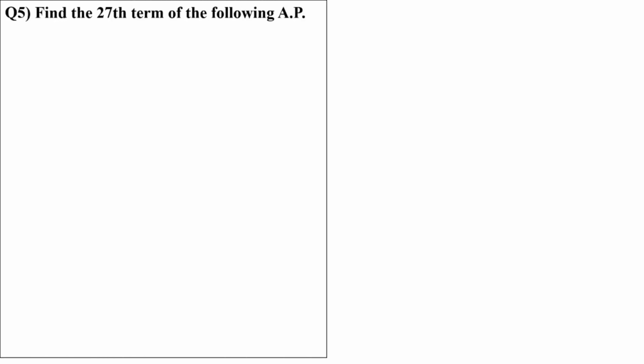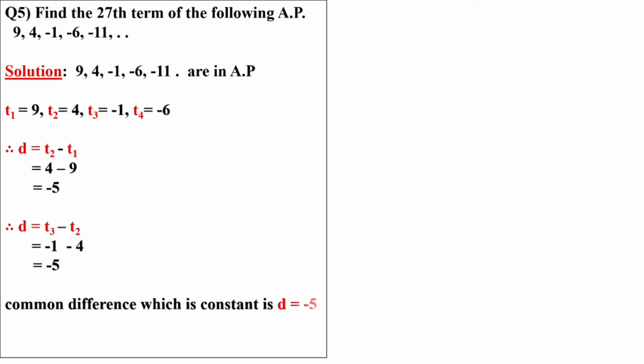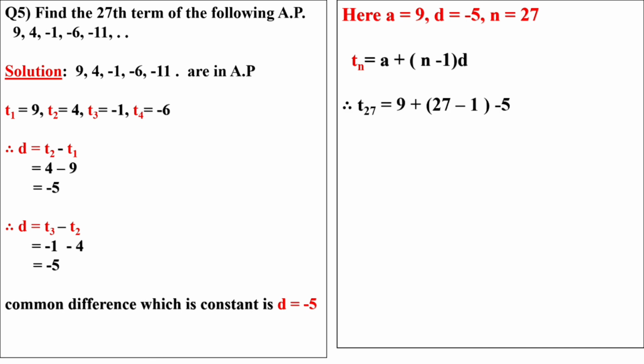Find the 27th term of the following AP. In the same way we have to solve this sum. We need to find the difference. Then we have to write that the common difference is constant. We got minus 5. Then after getting the common difference, the a value is 9, d is minus 5, and the 27th term we have to find. It means the n value is 27. Substitute the values in the formula.